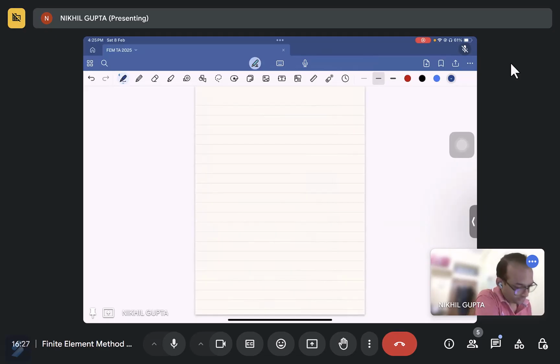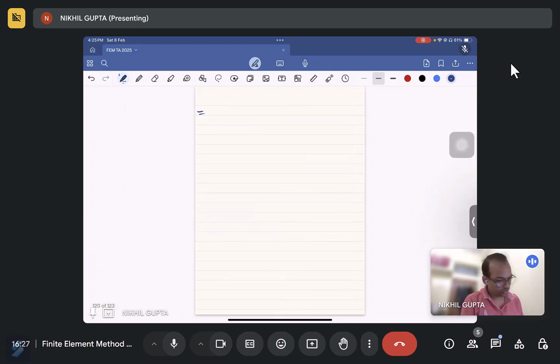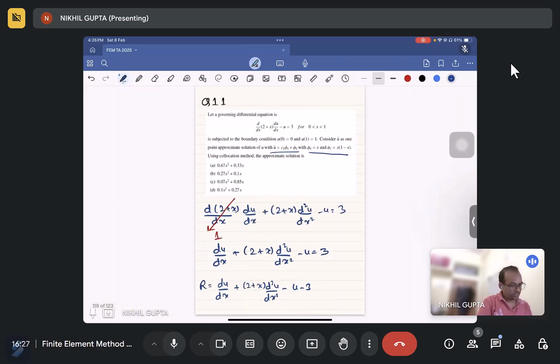Now let's put the value of u. You will get d/dx of (c1 phi 1 plus phi naught) plus (2 plus x) d2/dx square of (c1 phi 1 plus phi naught) minus (c1 phi 1 minus phi naught) minus 3. I've just put the values in u.